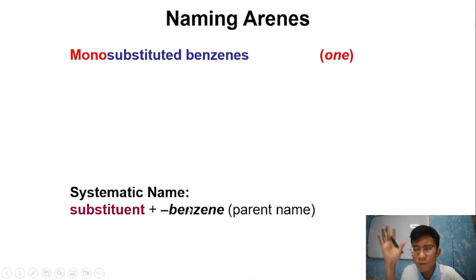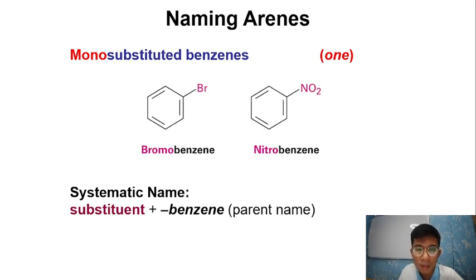So, the fluoro, the chloro, the bromo, and the iodo, iba pang mga other common substituents, you have the amino, the nitro, and the hydroxy. So, you can use those substituent names in your mono substituted benzene. Okay? When we say mono, isa lang.